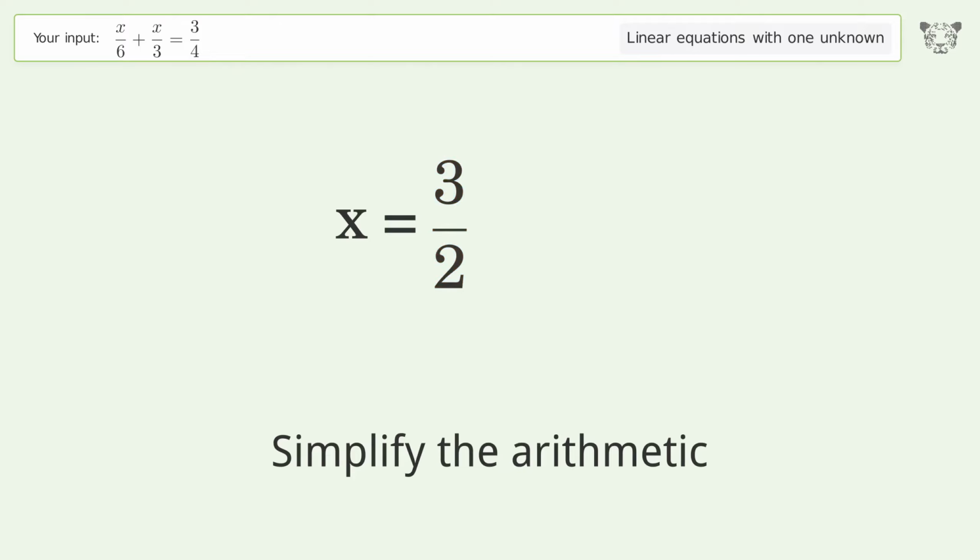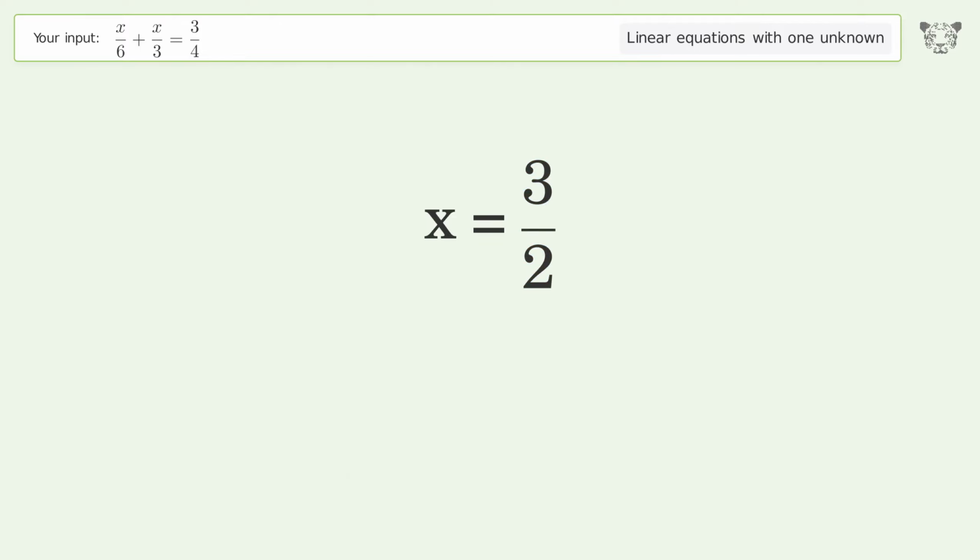And so the final result is x equals 3/2.